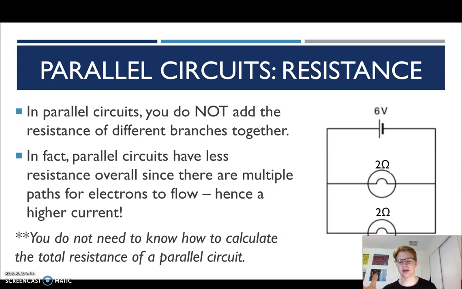Yeah, so moving on, resistance. It was easy to calculate total resistance in a series circuit. You just added them up. In a parallel circuit, it doesn't work the same way. You can't calculate total resistance by adding these guys up. Good thing is that you don't need to work out that in year 9. You don't need to know how to calculate that.